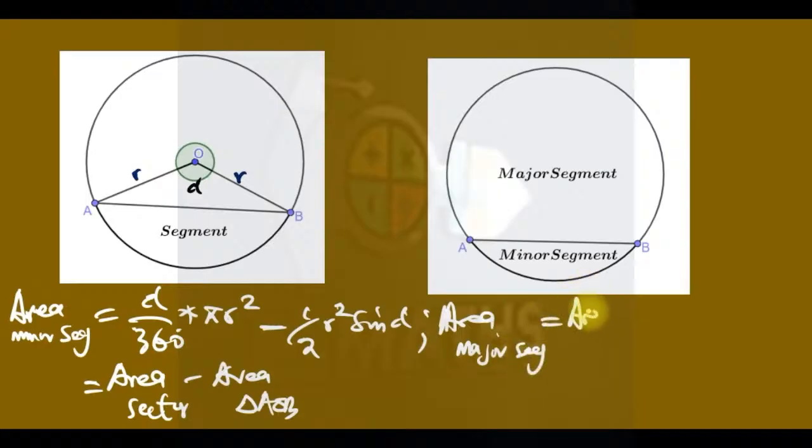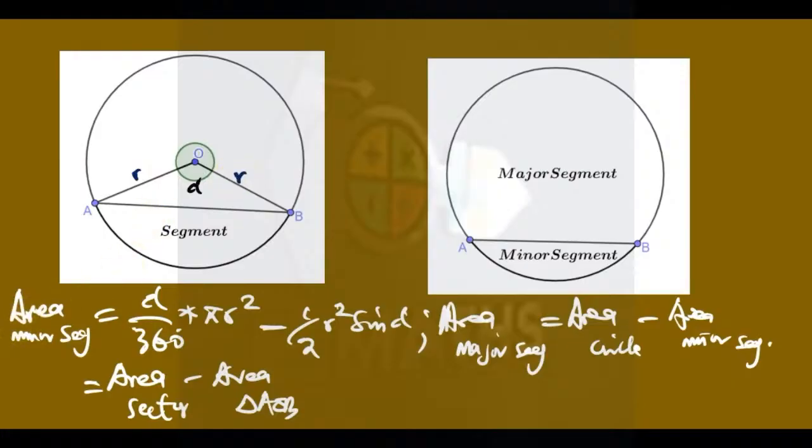the area of the circle minus the area of the minor one. So once you've known this minor one, you subtract the area of the minor segment from the area of the circle, you now get your area of the major segment. So that's it.